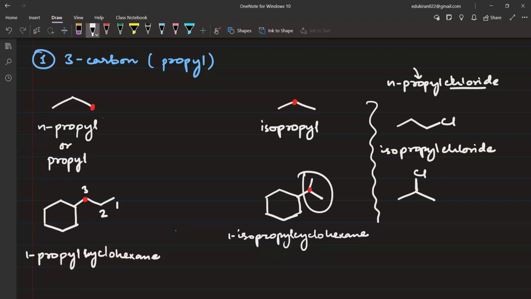Similarly, you can also have something like isopropyl alcohol. So isopropyl alcohol has an OH group. So these are common names. And you will see a lot of common names, but you have to have an idea of what they are trying to say. So 3 carbon atoms, is this clear? Yes or no? Please tell me.